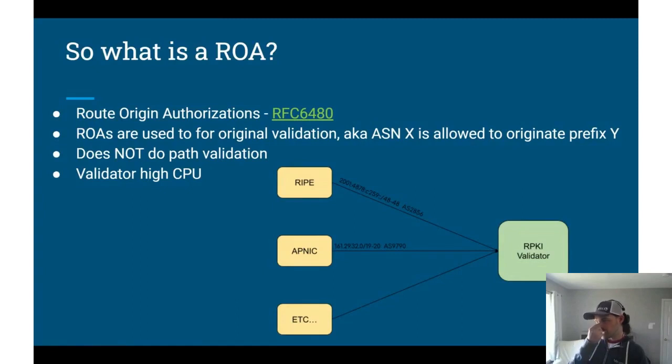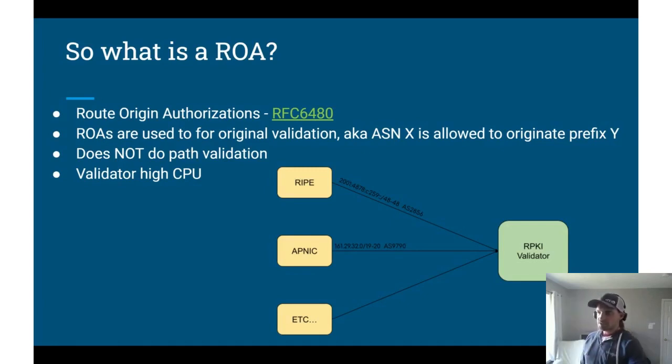I've given two examples here. For example, the top one is an IPv6 prefix, a /48 to /48, and that is allowed to be originated by 2856 and only 2856. Another one is just below. And again, just to be sure, this is origin validation only. It does not do path validation, so it doesn't solve all the problems. It solves some of the problems.